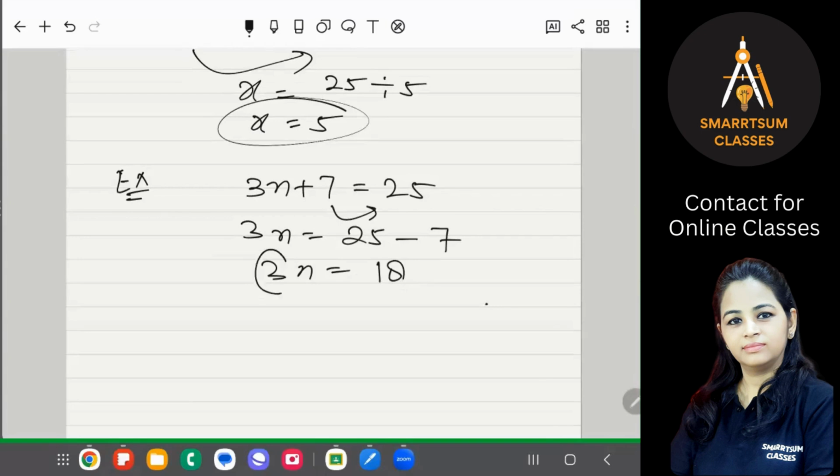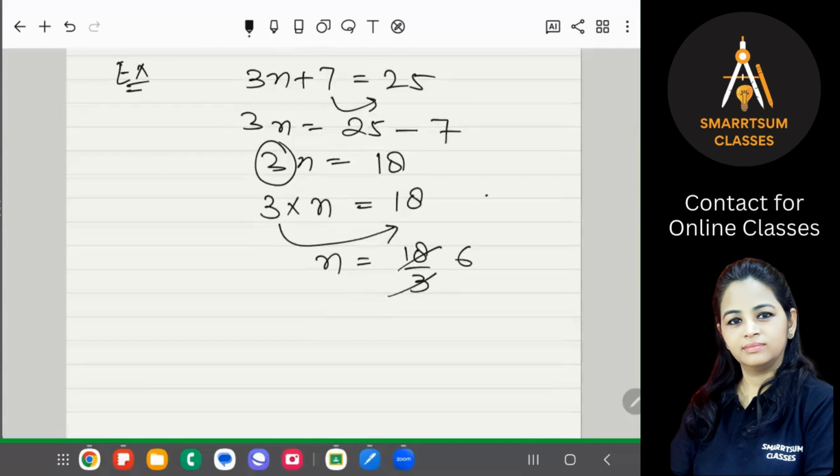Now we have 18 and here it is 3n. Now again we have 3 here, the constant term. This 3 is in multiplication with n, right? So when it goes to the other side, it will go in division with 18. So n will be 18 divided by 3. And now you can cut this, you will get 6. So this is how you get the value of n, which is the solution of the equation.